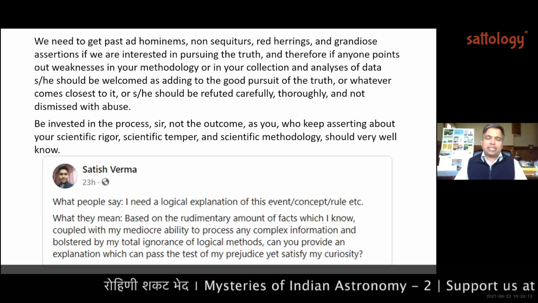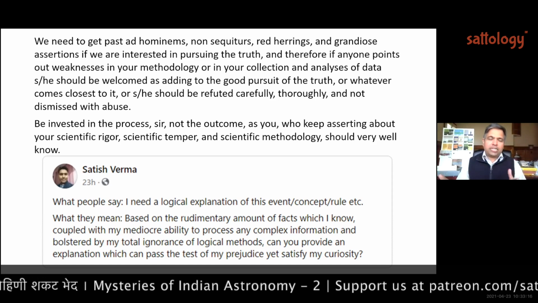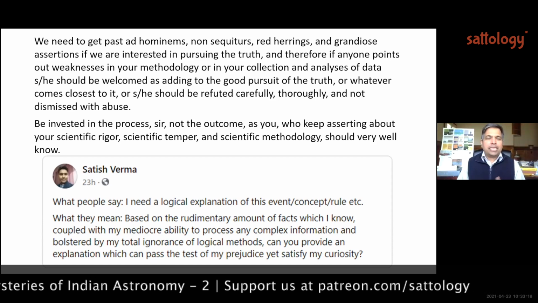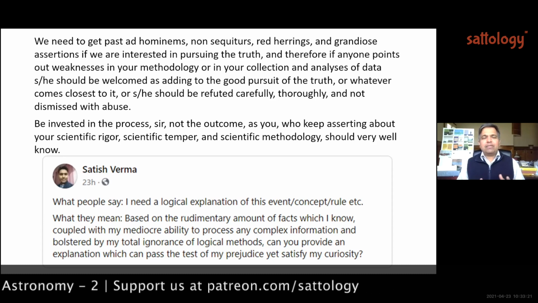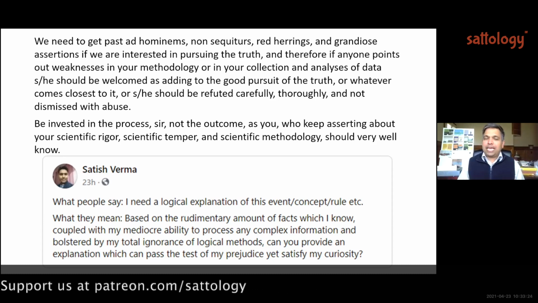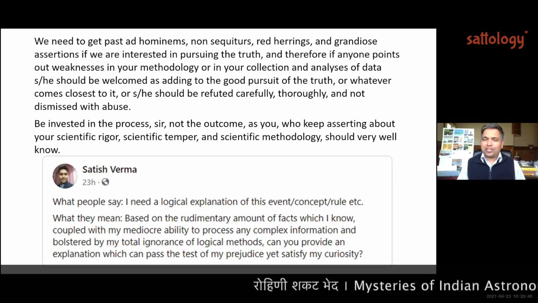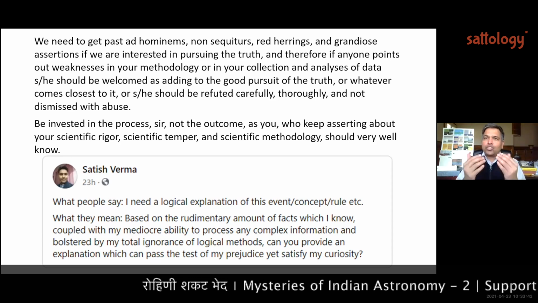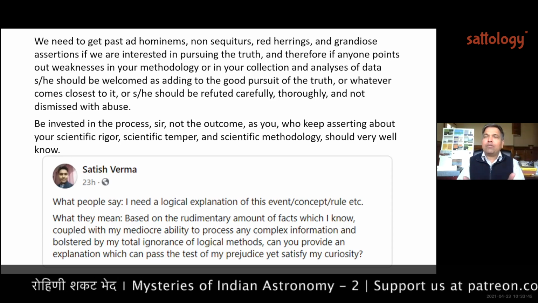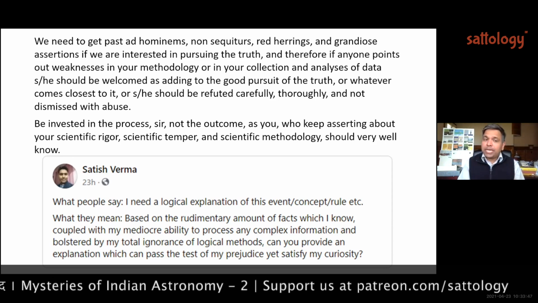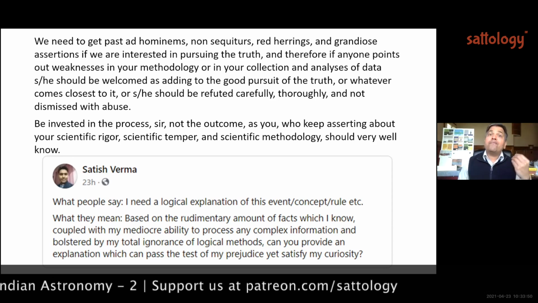He wrote it in a totally different context. I just loved it, and it's very relevant, so I'm pulling that. His name is Satish Verma. He's quoting himself. When people say, I need a logical explanation of this event, concept, rule, etc., or our professor at the top says, please get past ad hominems, non sequiturs, red herrings, grandiose assertions, the problem that Satish Verma explains very well is what is really going on.